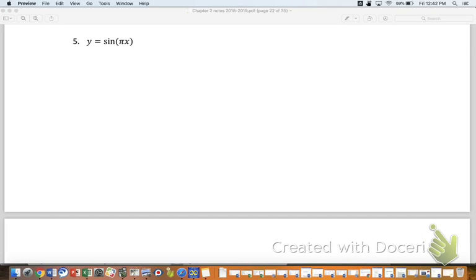Y is equal to sine of pi times x. Okay, so you guys remember the boxes thing? The little box inside a bigger box and all that routine.